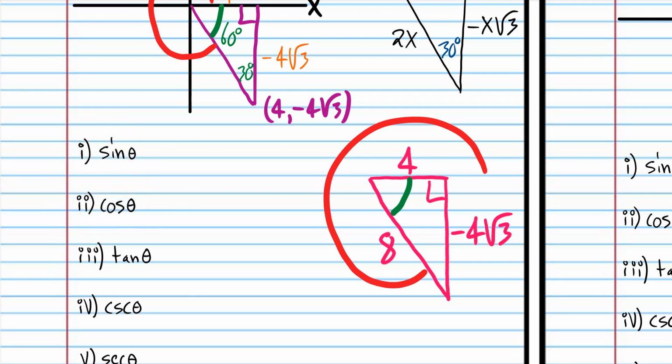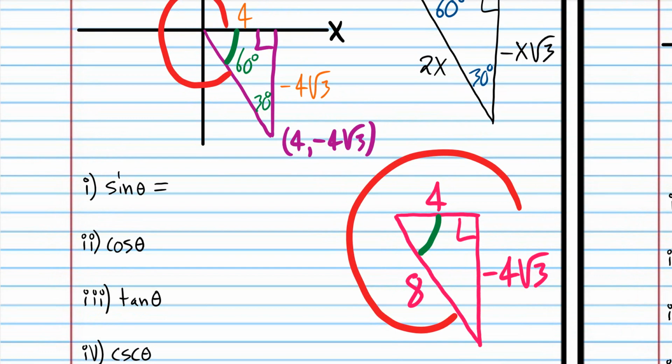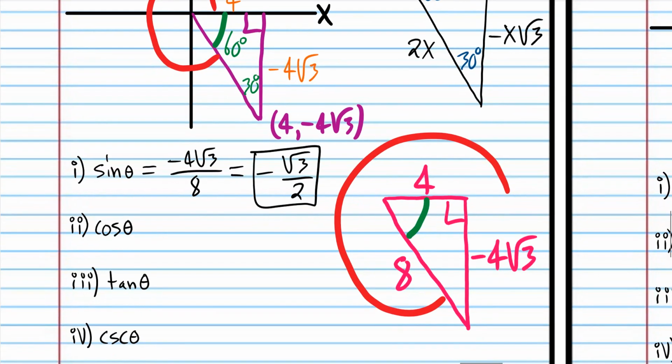Sine theta is the opposite side of the green reference angle divided by the hypotenuse. And we have to reduce this fraction. 4 over 8 reduces to 1 over 2. And doesn't that look familiar? Negative root 3 over 2. That looks very familiar. You see, if you have the 30, 60, 90 triangle in your head, you can just consider these sides to be x and 2x.